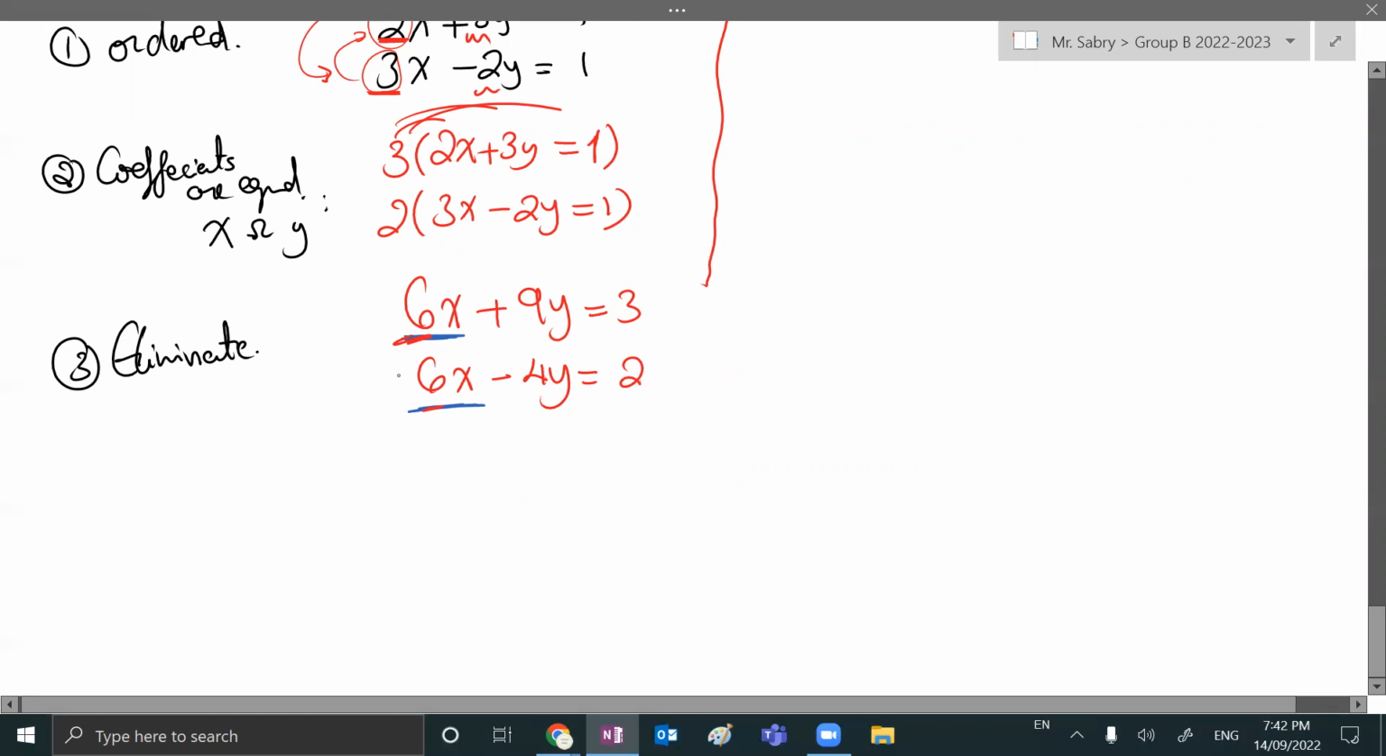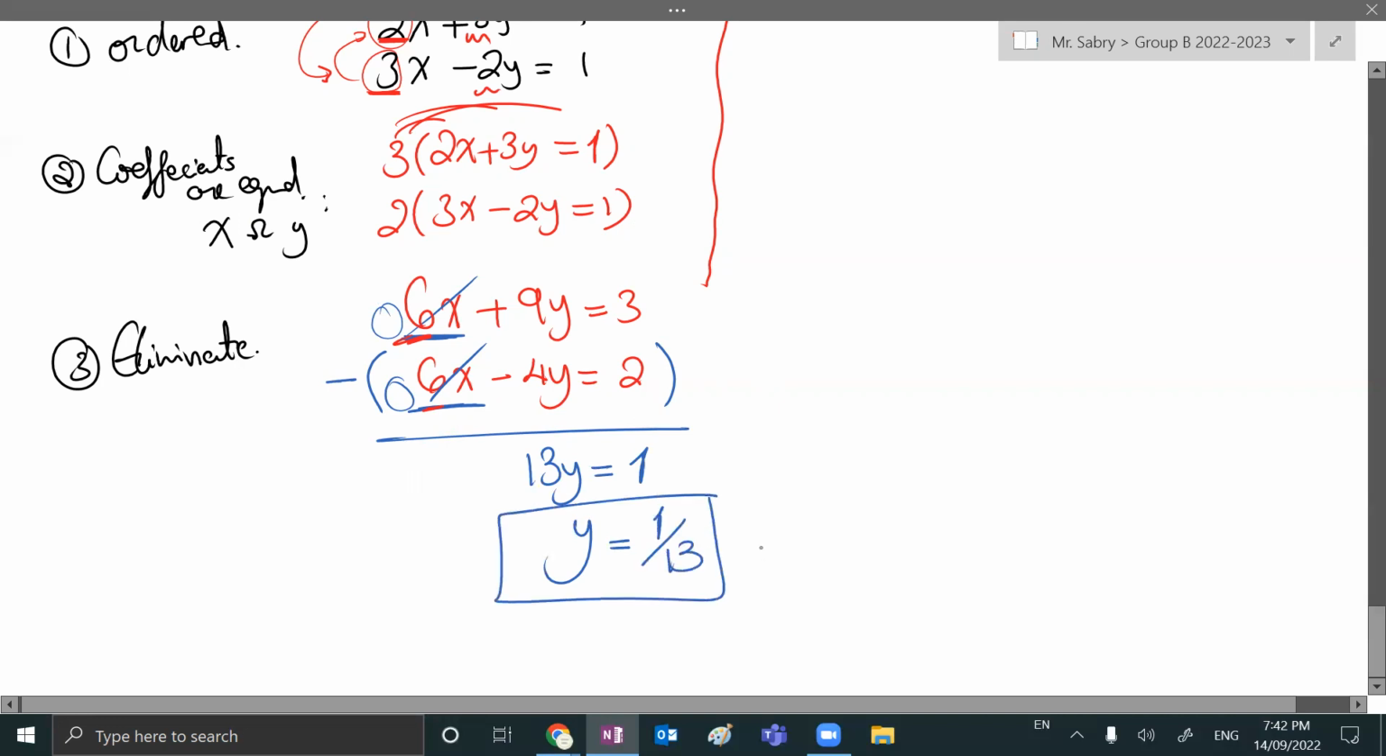If they don't have the same signs, if they're different, you add them. Clearly they have the same signs, so I'll subtract. I'll subtract everything up by everything down. 6x minus 6x, they eliminate each other. 9y minus negative 4 will become 13y. And then 3 minus 2 will become just 1, which means that y is equal to 1 over 13.